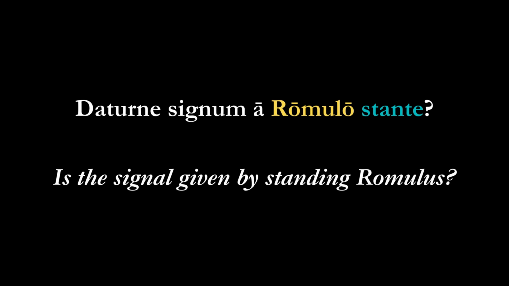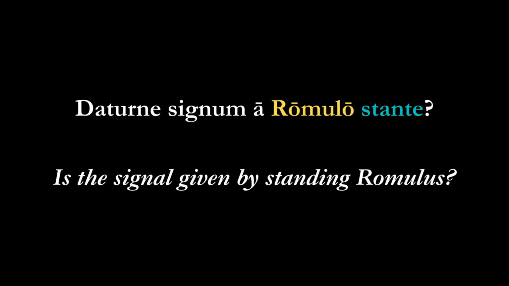Here's one more example. So we have daturne signum a Romulo stante, right? This is a question from the Road to Latin story. So the question is, is the signal given or being given, signum daturne, right? Is the signal given by standing Romulus? So you have a Romulo stante. So stante there is our present participle, right? It comes from sto stare, which means to stand.